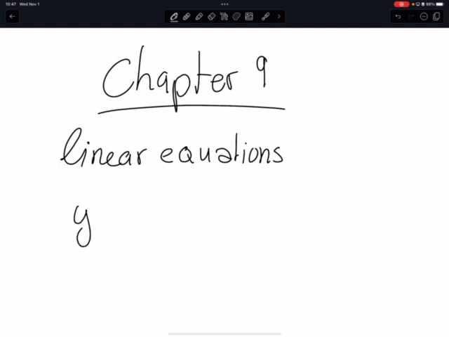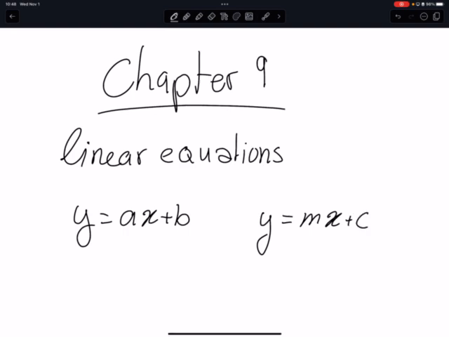And the linear equation, the Dutch version is y equals ax plus b, as we say in the UK version, y equals mx plus c. Yes, it's the same thing. They just use different letters. Instead of using a, they use m. Instead of using b, they use c. Mx plus c.